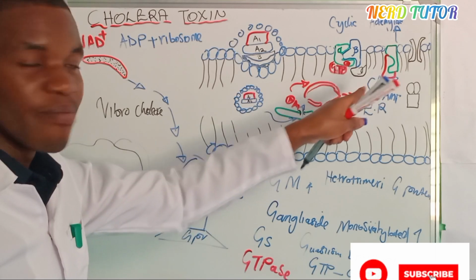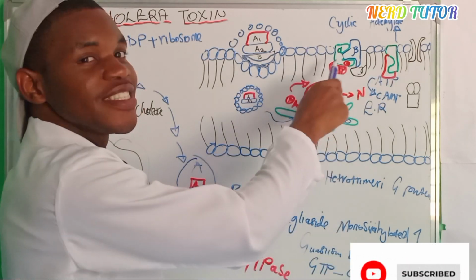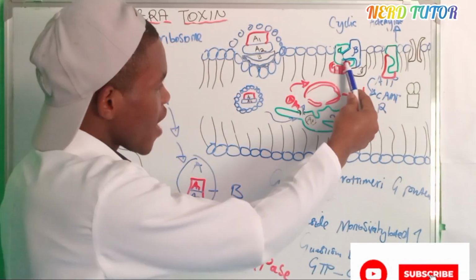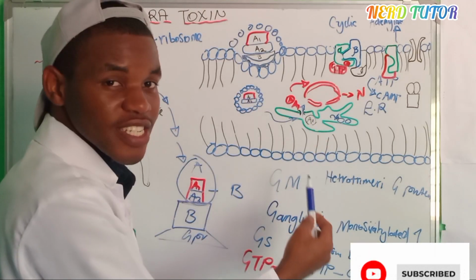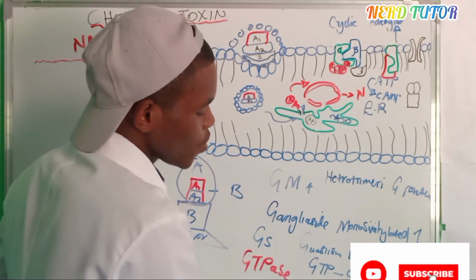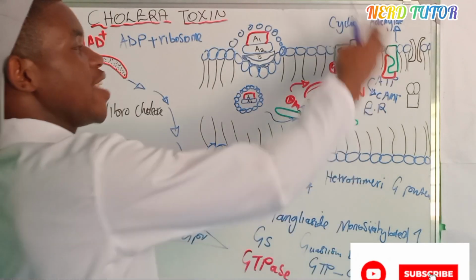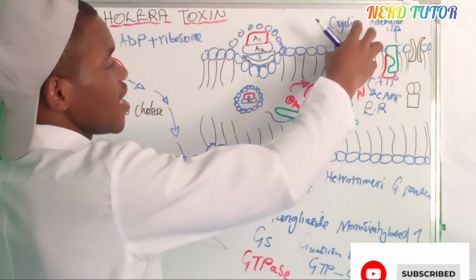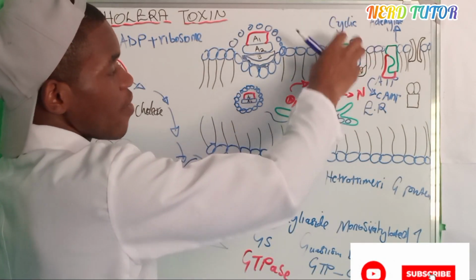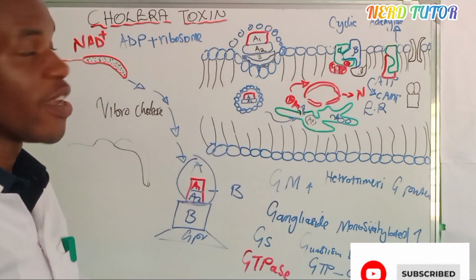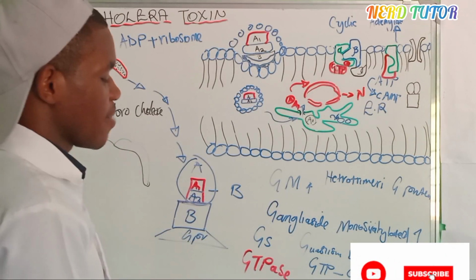Is off again, because when it is off, it has a GDP. So meaning alpha is more like a switch. When it hydrolyzes the GTP to GDP, it means that the alpha part is off. The enzyme is off and everything is brought here, and they have now attached just like the way they were at first. So this is what is happening here.